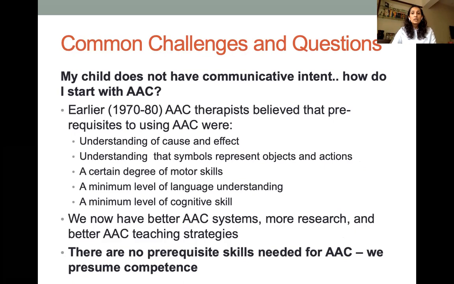Okay, so we can start off with some questions that I have commonly heard in my practice. Okay, so one is, my child does not have communicative intent. So how do I start with AAC?